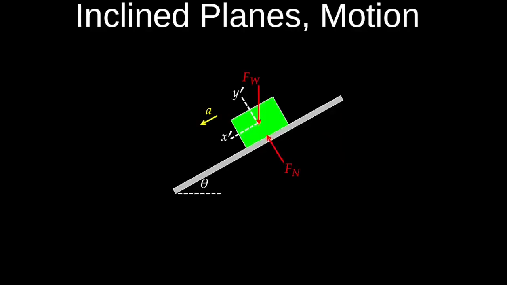Let's consider the motion of this block along an inclined plane with some angle theta from the horizontal. We can analyze the motion in a coordinate system with an axis parallel to the plane and another perpendicular to the plane. And we can resolve the force of weight into components that are perpendicular to the plane and parallel to the plane using vector addition. Now we can apply Newton's second law along the parallel direction.